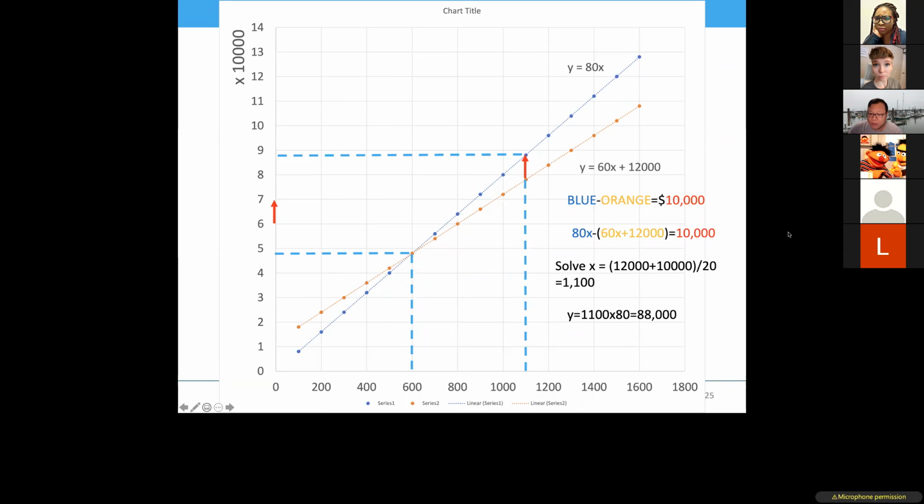So here the orange line, that's 60 plus 12,000, sorry, 12,000. So I'm sorry, Professor. Do you mind talking about it in terms of numbers? I'm not very good with graphs. They sometimes confuse me.